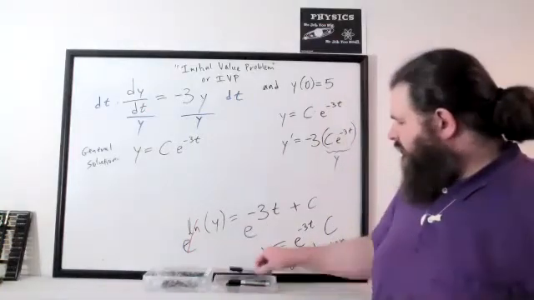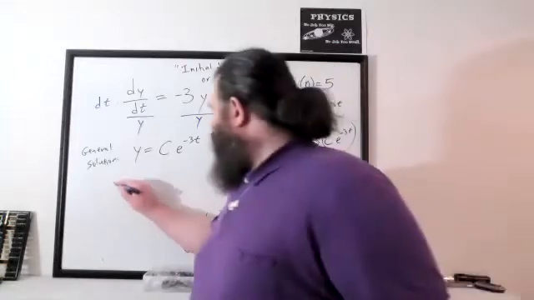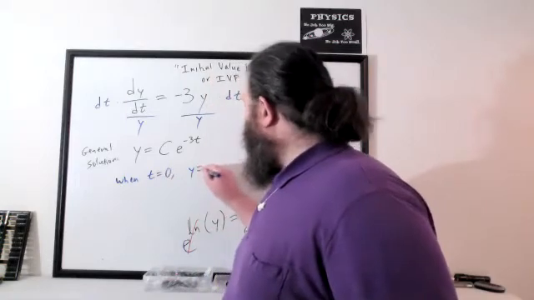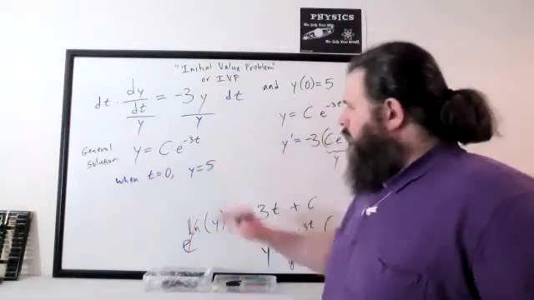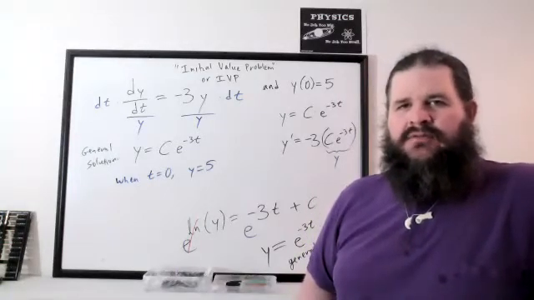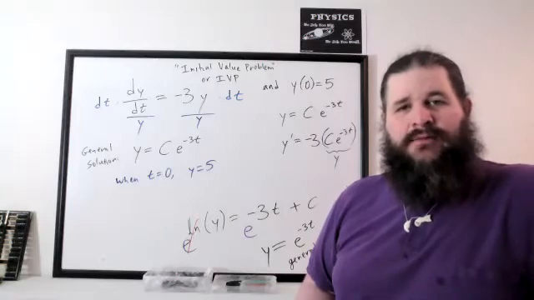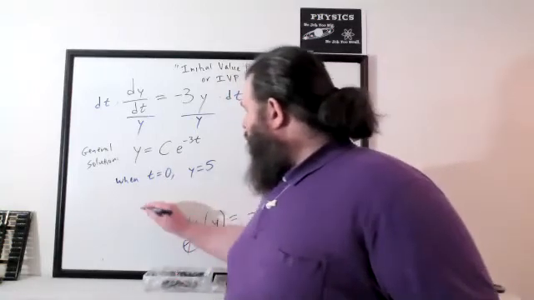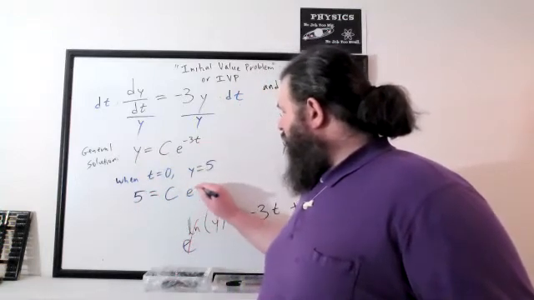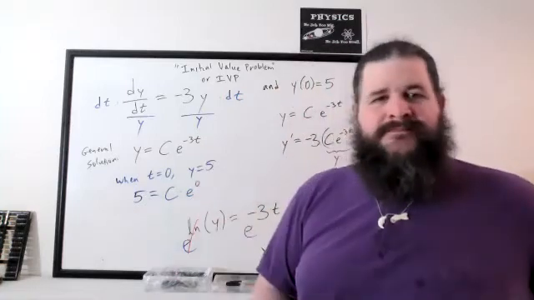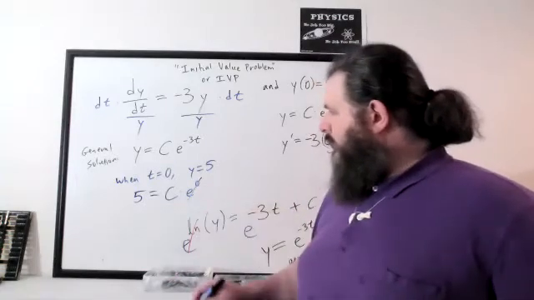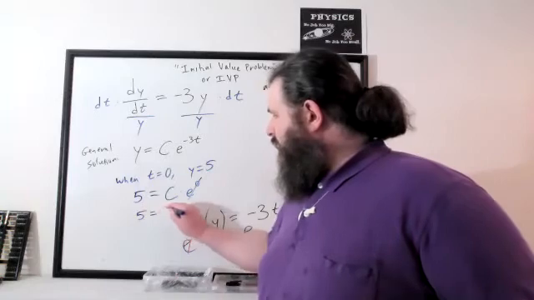So plugging in the initial condition, we know that when t is 0, y is 5. And the initial conditions are usually at t equals 0. They don't have to be, but the math is a lot easier to work out if it happens to be at t equals 0. Because when we replace y with 5 and replace t with 0, we just get e to the 0. What's e to the 0? So we just get c times 1. In other words, 5 equals c.